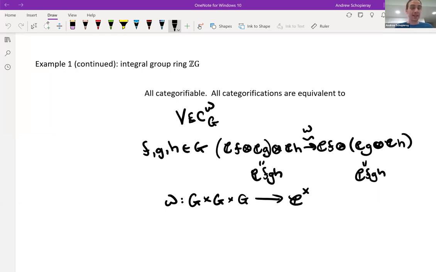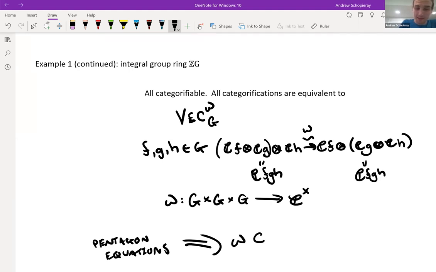So it needs to satisfy the pentagon equations, which are the consistency of all of these associators with themselves. And these pentagon equations imply that this omega is actually an element of H^3 of G with coefficients in C, or C star. So this is exactly what it means to be an associator for the category of G-graded, finite dimensional vector spaces over C. So you get something very nice and something that's very computable.